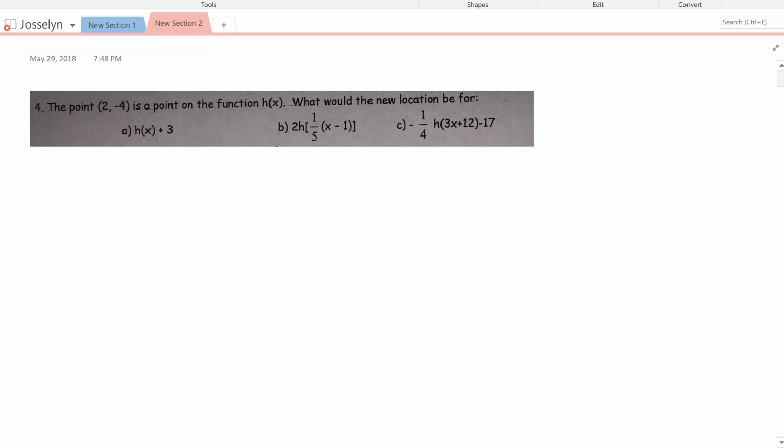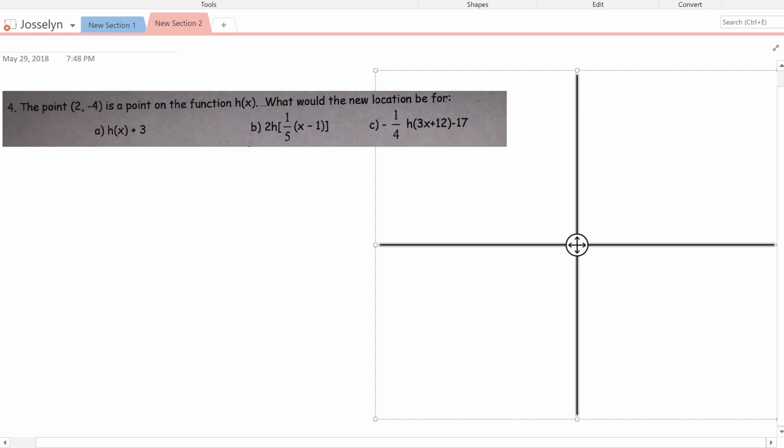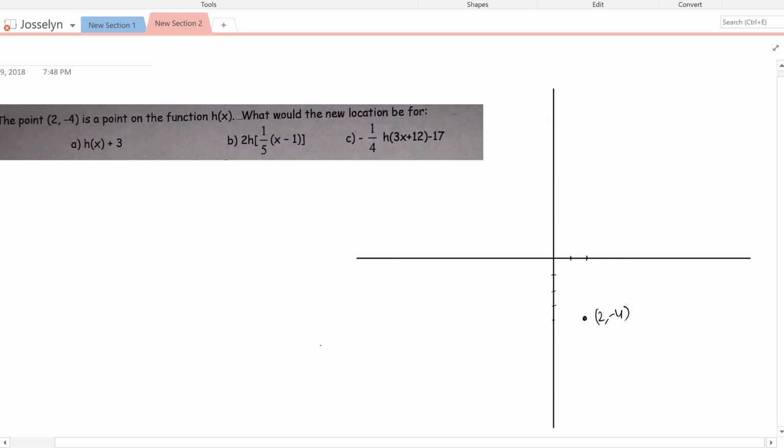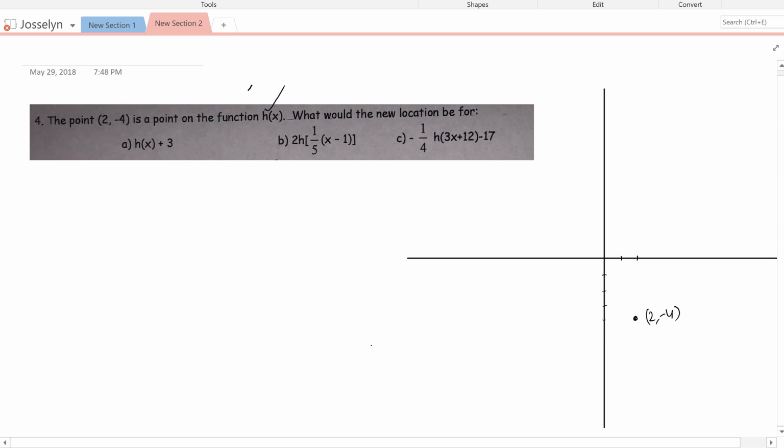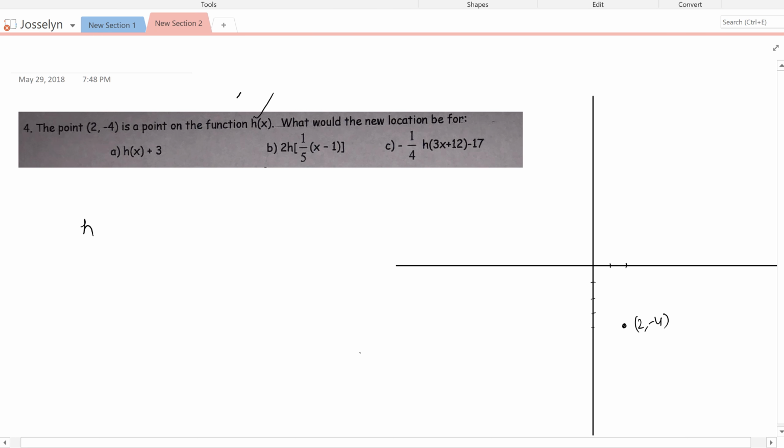Okay, reference plane. The point is 2, negative 4, a point of h of x. What would the new location be for h(x) plus 3? Now we're replacing the h, and we know that h(x) is basically y, right?